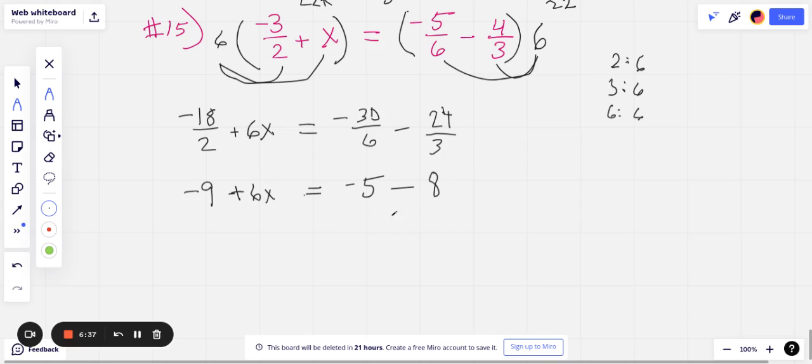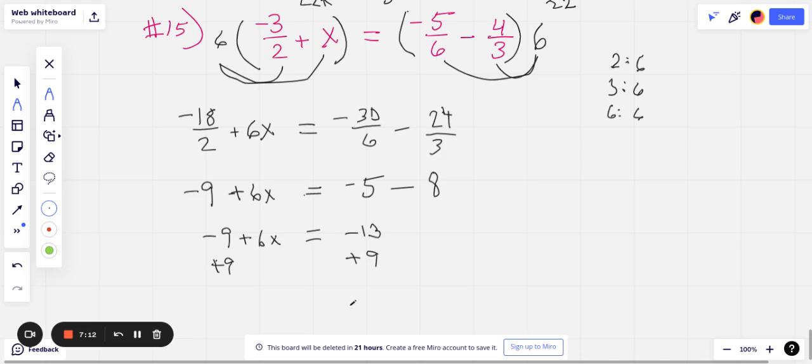I can combine the terms on the right side because they're both constant. So negative 5 minus 8 is negative 13. Okay, and then this side stays the same. Negative 9 plus 6. I'm just going to move my negative 9 because that 6x is the only x term in this whole equation, so I don't want to move it. There's no need to. I could subtract 6 from both sides, but it's just going to give me extra work.